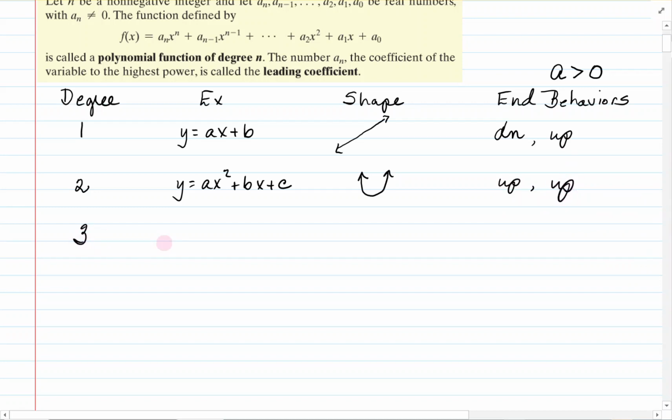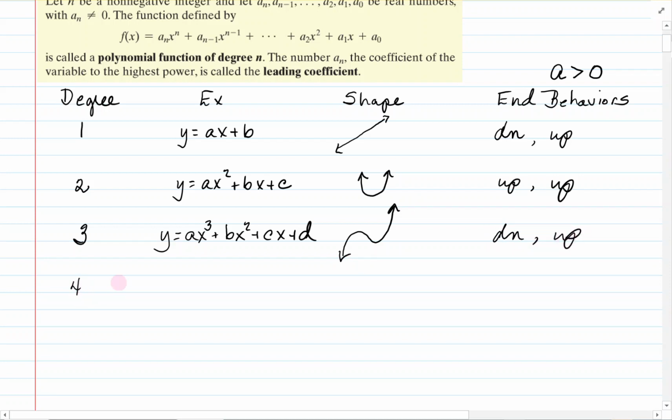Third degree. It would look like y equals ax to the third plus bx squared plus cx plus d. Any of those coefficients could be 0 except for a, in order for it to be what is called a cubic function. If the leading coefficient is positive, then it will look kind of like this. And I tend to call those the roller coasters. So this will give me a function which is down on the left and up on the right.